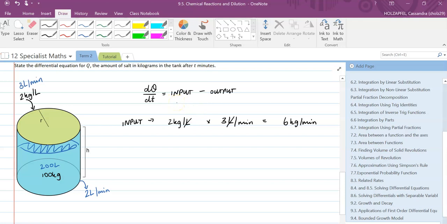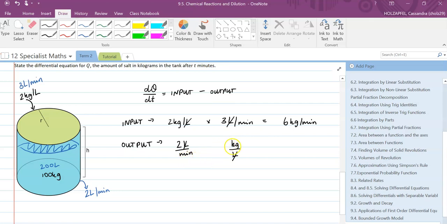So now what we're going to do is determine our output rate. So we know that this solution is leaving at a rate of 2 litres per minute. So now what we need to do is determine the amount of kilograms per litre that are leaving in this particular solution. So we can do what we did before and remove those litres terms and just end up with the change in mass per given unit of time.